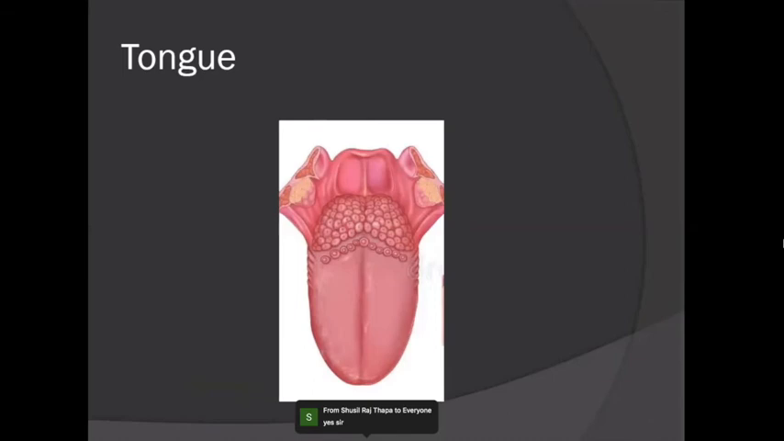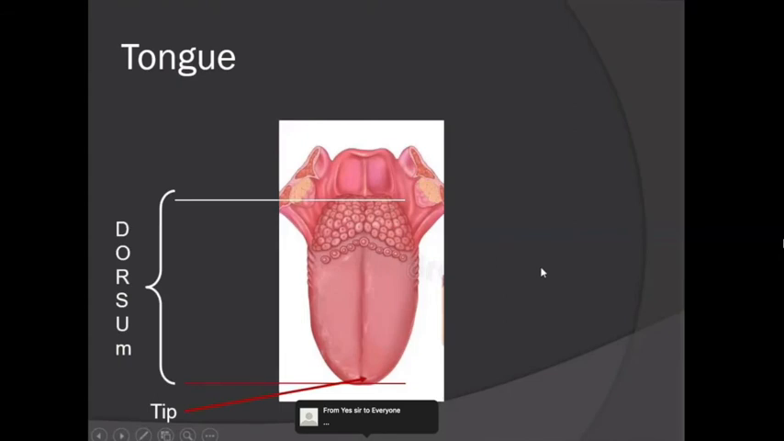The different parts of the tongue. See, this part is called the dorsum of the tongue, and this is called the tip. When you view from above, there is a V-shaped groove right here. This is called the sulcus terminalis, and at the tip of this V you have a small opening known as the foramen cecum.